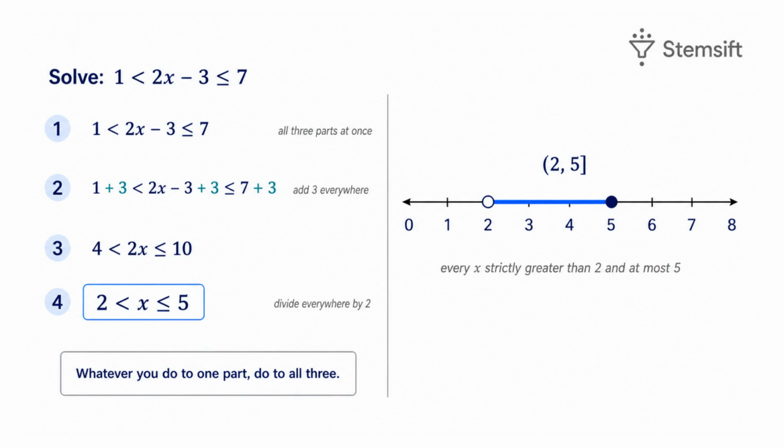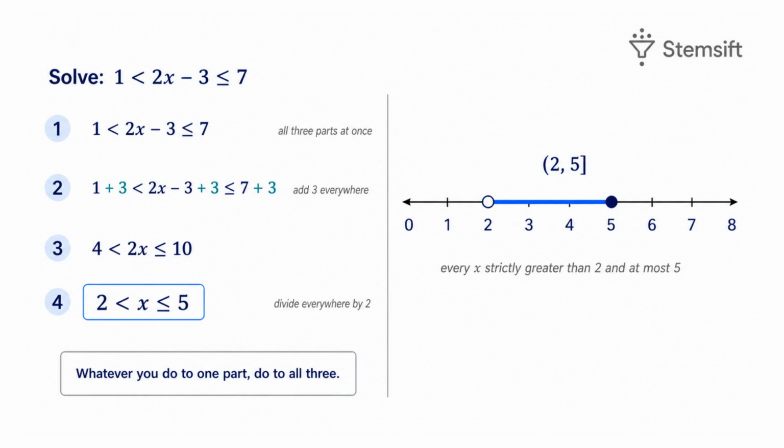Look at this. 1 is less than 2x minus 3 less than or equal to 7. What it's saying is the expression 2x minus 3 is strictly greater than 1 and less than or equal to 7, both at the same time. We want every x that satisfies both conditions. The trick is you don't have to split them up. You can solve all three parts at once, as long as you do the same operation to every piece.